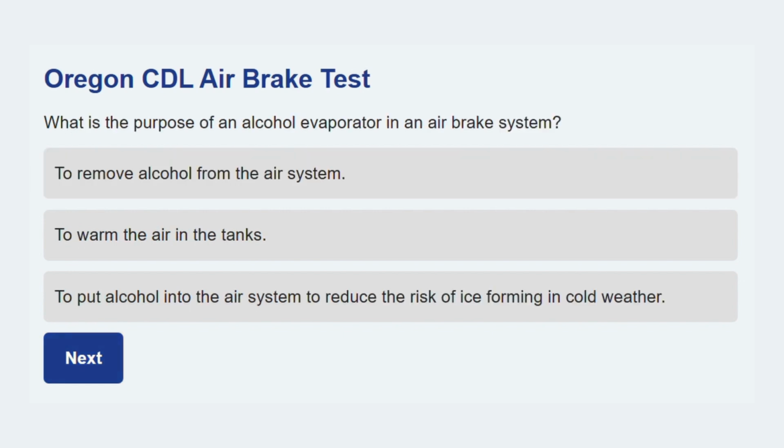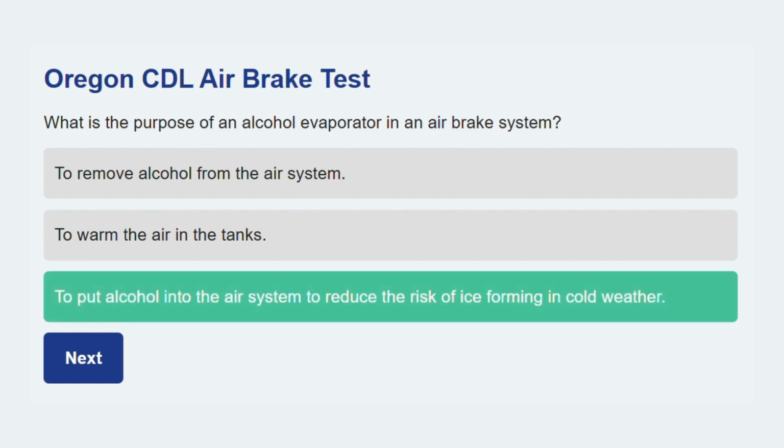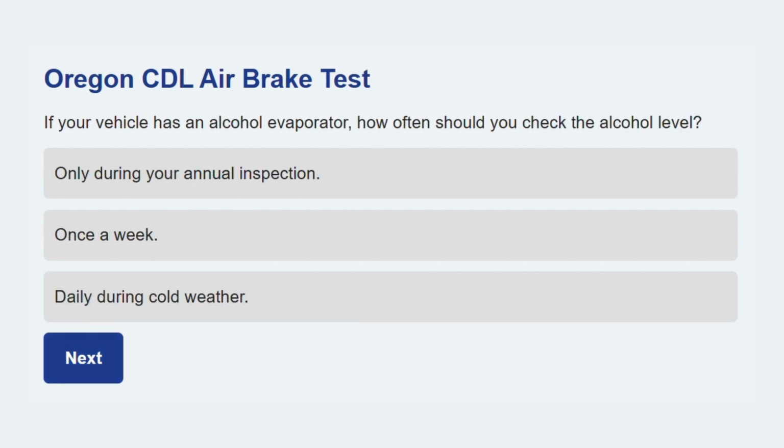Next on our list, what is the purpose of an alcohol evaporator in an air brake system? To put alcohol into the air system to reduce the risk of ice forming in cold weather. The alcohol helps to prevent moisture from freezing in the air lines and valves.